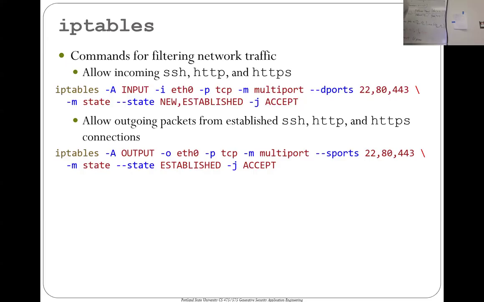What's the difference between the input chain and the output chain? I'll explain it to you. This is incoming packets, this is outgoing packets, and then you have to do the corresponding outgoing rule, which would be anything that's established, you accept with the source port of 22, 80, and 443, because every TCP connection is bidirectional. And so then you can use the LLM to help understand this.